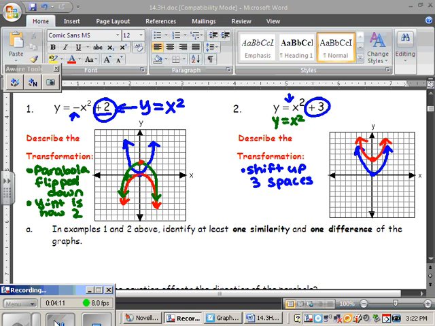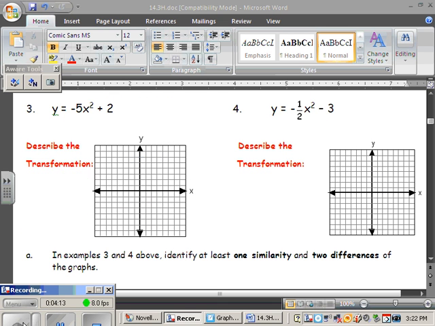Let's take a look at some more examples. Okay, in these two problems, we've added one more element to the equations. We've added a number in front of the x squared. And that's actually going to change a part of the parabola. It's going to change the width. Sometimes you'll see it's going to be a little narrower, and then sometimes it's going to be wider than our original parabola for y equals x squared.